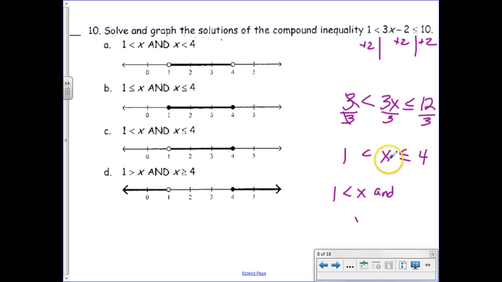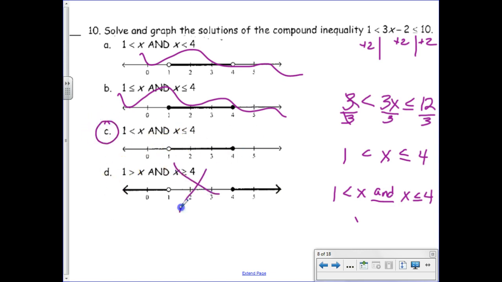Yes, 1 is less than x, and at the same time, x has to be less than or equal to 4. When I look at my graphs, I should have an open circle at the 1. Yes, no, yes, yes. And then I should have a closed dot at the 4. No, yes, yes. Now, which way is it? If it's the word and, I'm talking about the overlap. So this one has to be C, not D, for number 10.